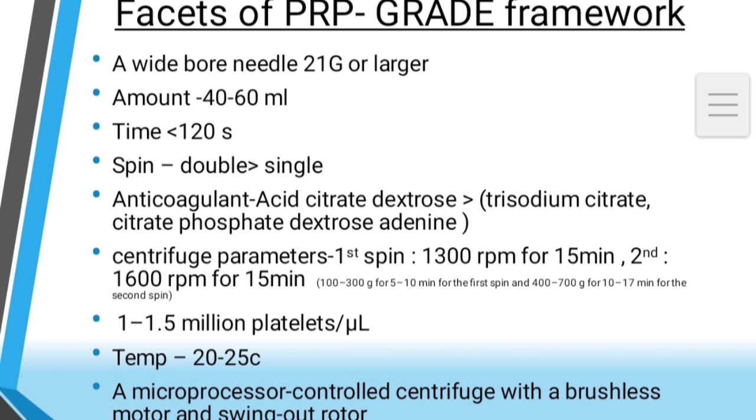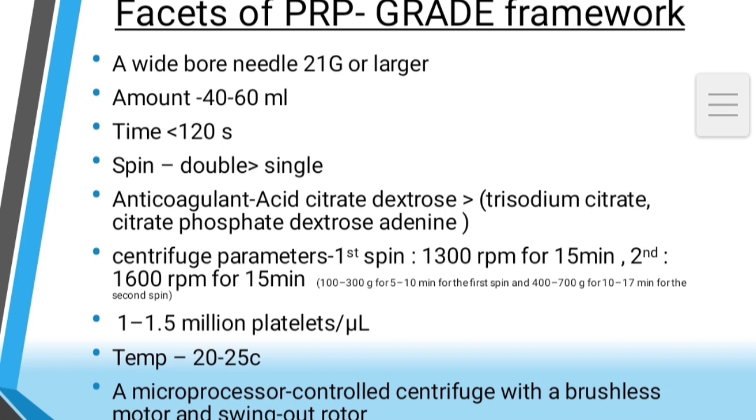The preferred anticoagulant is acid citrate dextrose rather than trisodium citrate, because acid citrate dextrose decreases calcium ion concentration, thereby decreasing platelet aggregation. EDTA is not preferred because it will cause platelet cell lysis. Centrifuge parameters: the first spin, also called a soft spin, is 130 rotations per minute for 15 minutes. The second spin, or hard spin, is 1600 for 15 minutes.